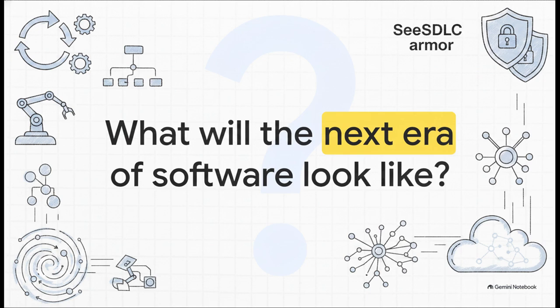So as things like AI and machine learning step onto the scene, what will the next era of software development actually look like? Will the software of tomorrow just end up writing itself? Definitely something to think about.